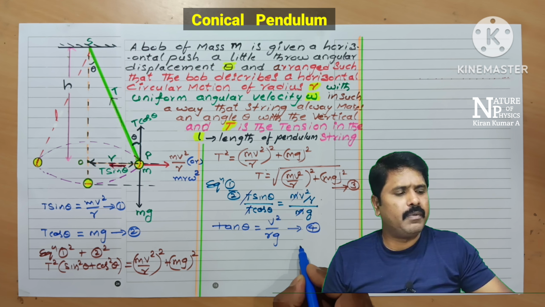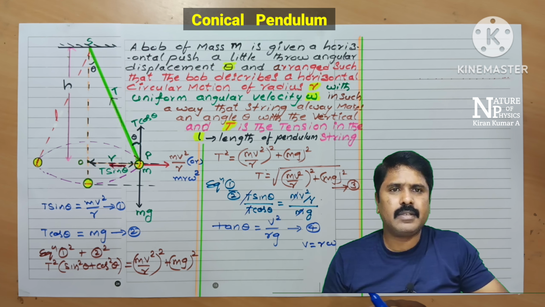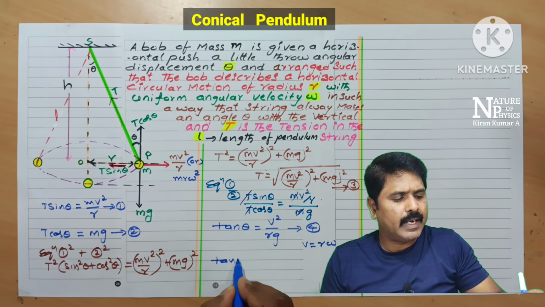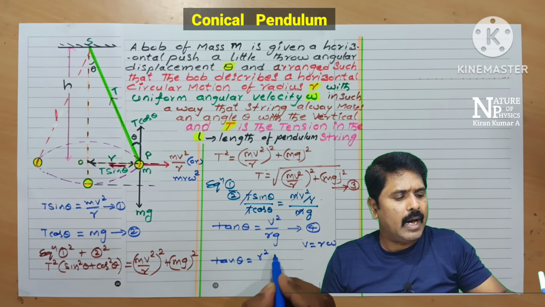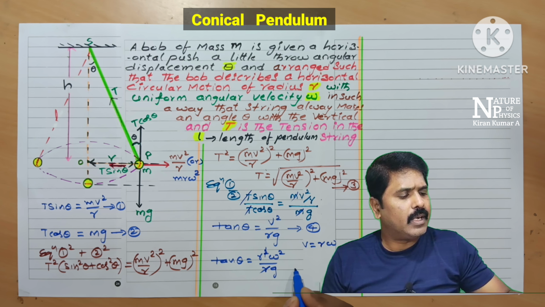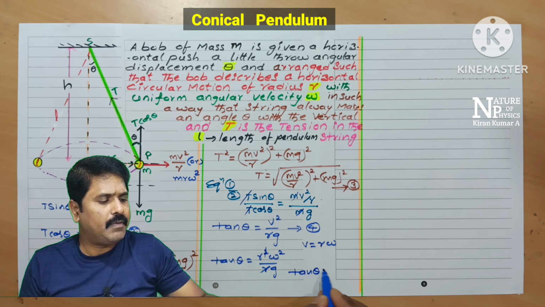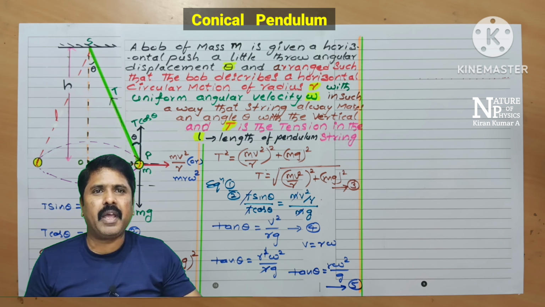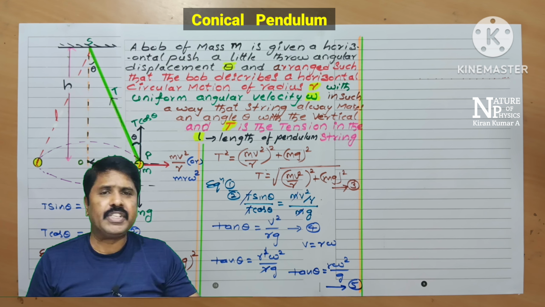But there is a relation v is equal to r omega in circular motion, so replacing that in the above equation, tan theta is equal to r square omega square divided by gr. r and r square cancel, so the final equation is tan theta equal to r omega square divided by g. I got this, and I can write it as equation number 5. Clear information about the conical pendulum, step by step we are doing.